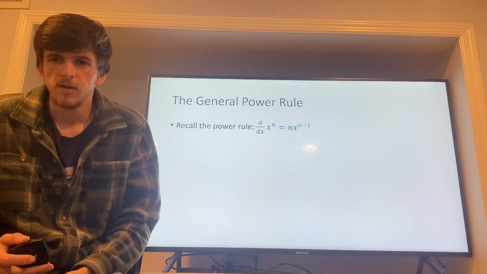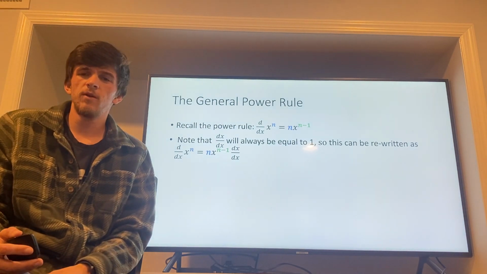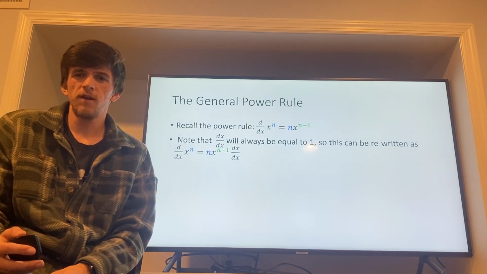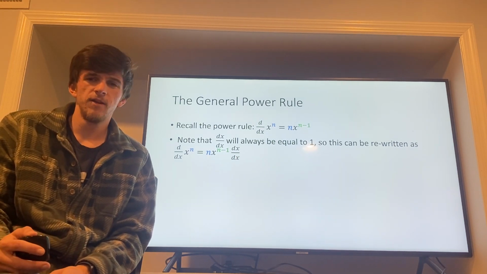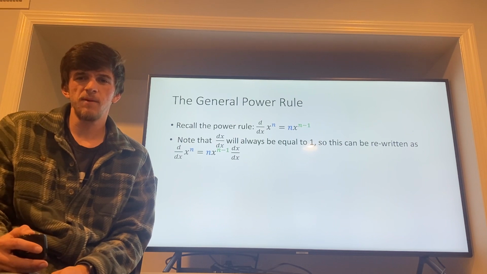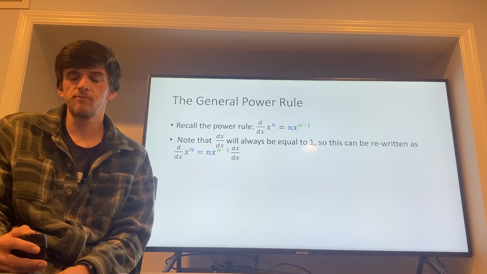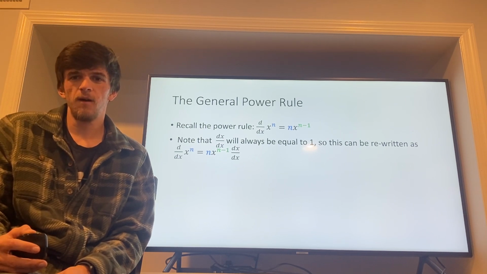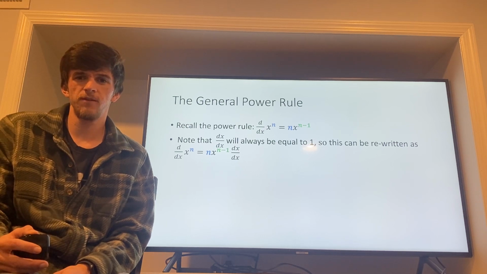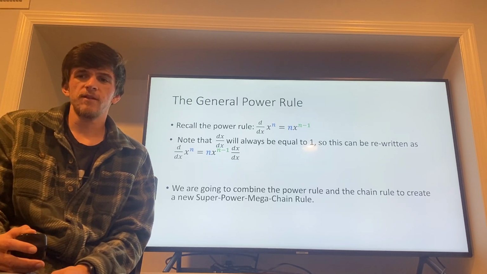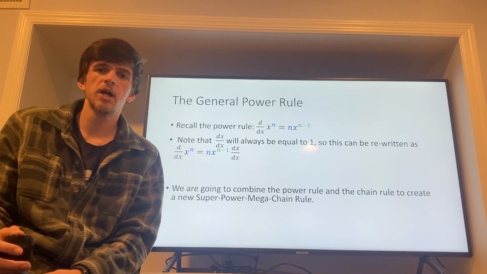Something to note here, the derivative of x with respect to x is always equal to 1. So we can rewrite the power rule as the derivative with respect to x of x to the n equals n times x to the power of n minus 1 times dx dx, because 1 is the multiplicative identity value. Meaning anytime you multiply something by 1, you are going to get the same value. So we're going to combine the chain rule with this power rule to create a superpower mega chain rule.